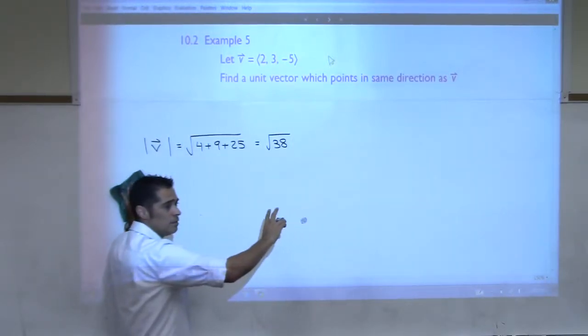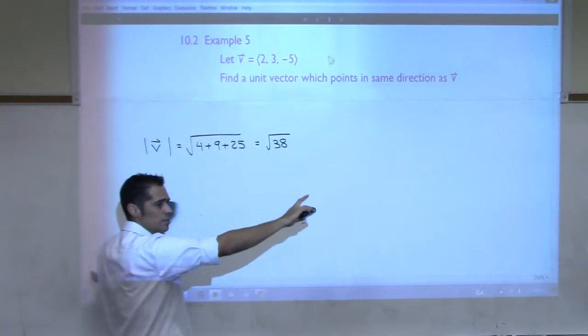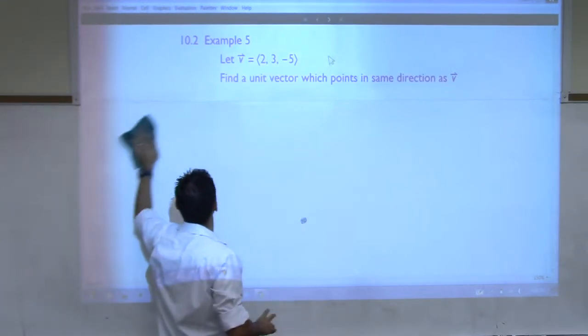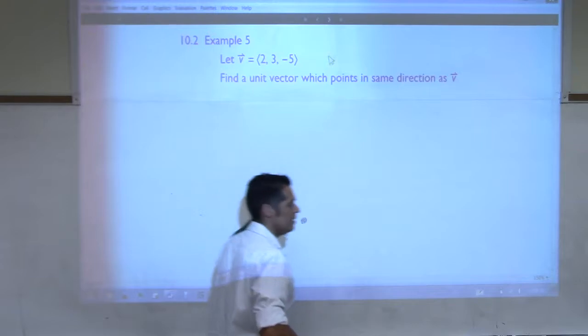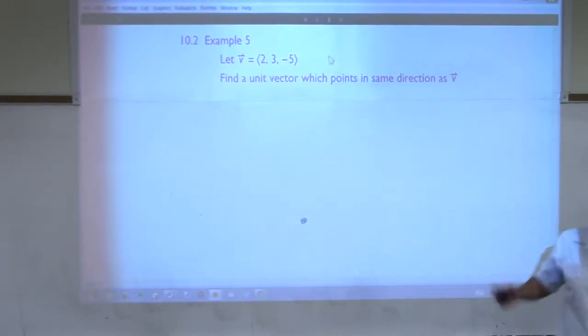No. This right here? This? No. This? Oh, yeah, later on? Yeah, it's a tangent vector. Mm-hmm.